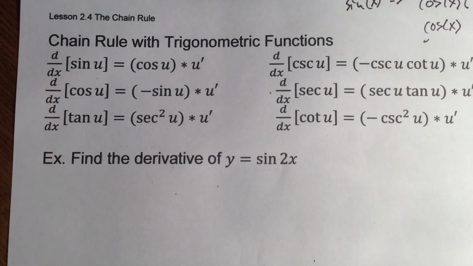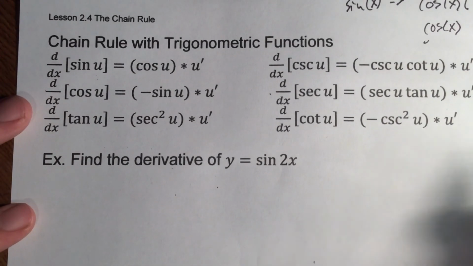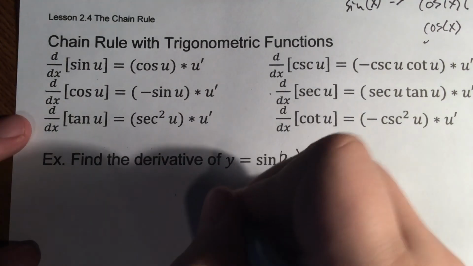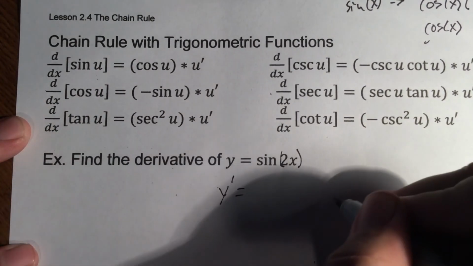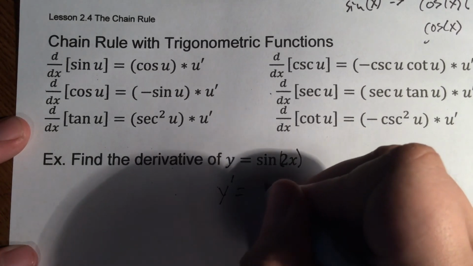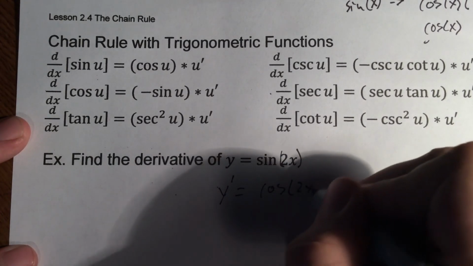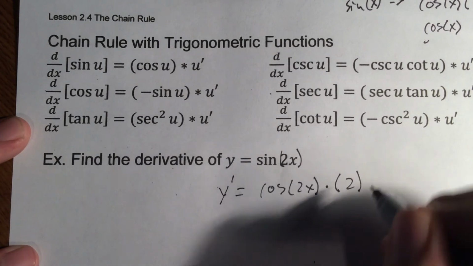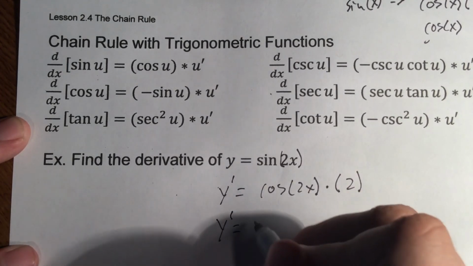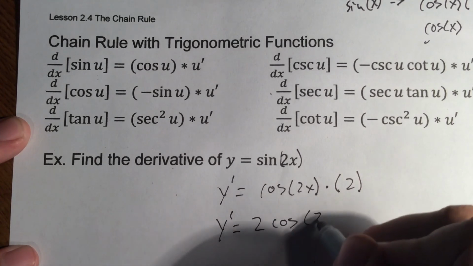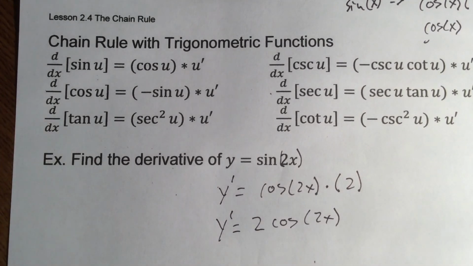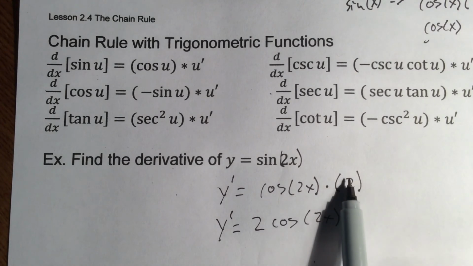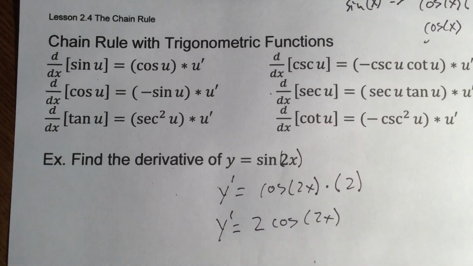So find the derivative of y equals sine of 2x. So 2x is our inside function, sine is our outside function. So y prime would go to this. Derivative of sine is cosine 2x times derivative of the inside, 2x would go to 2. So in the end, y prime is going to be 2 cosine 2x. So if it's something other than an x, we're going to get a different number here, and it's going to mess with it, so we have to do chain rule with it.